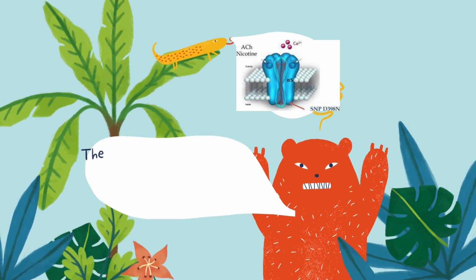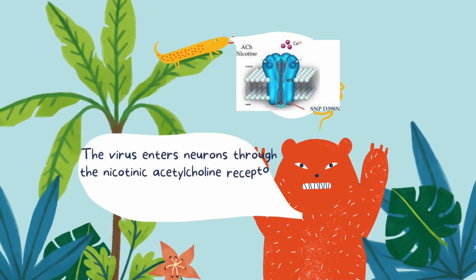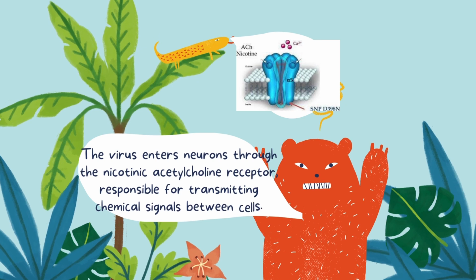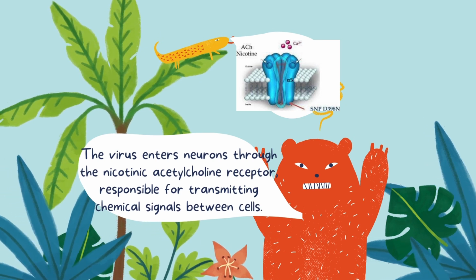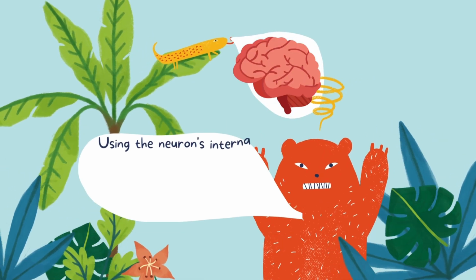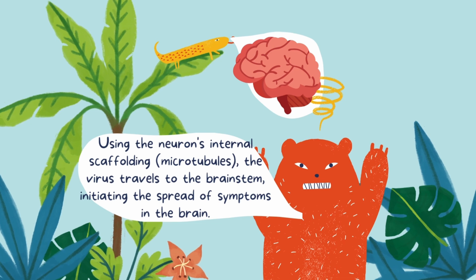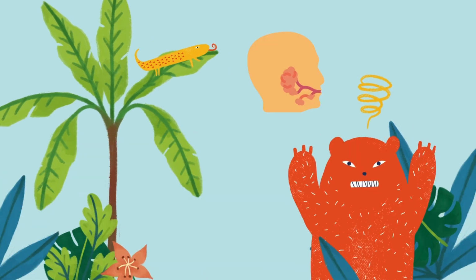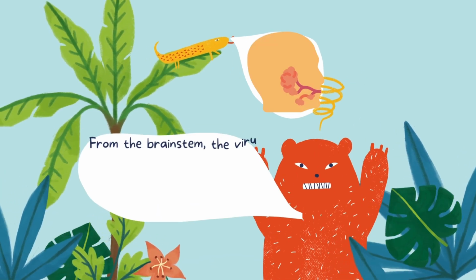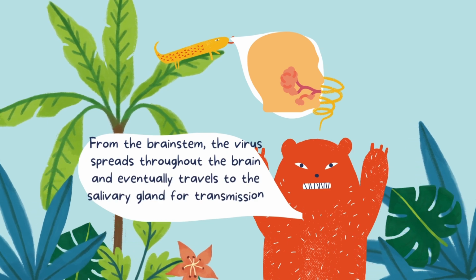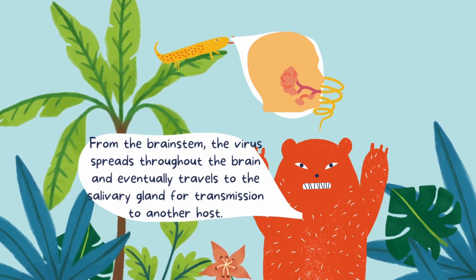From there, the virus enters a neuron through its nicotinic acetylcholine receptor, which is responsible for transmitting chemical signals that allow cells to communicate. The virus then utilizes the internal scaffolding of a neuron, the microtubules, to travel to the brainstem. Once it reaches the brainstem, the virus spreads around the brain and clinical symptoms begin to show. Lastly, the virus travels downward to the salivary glands, where it stays for transmission to another host.